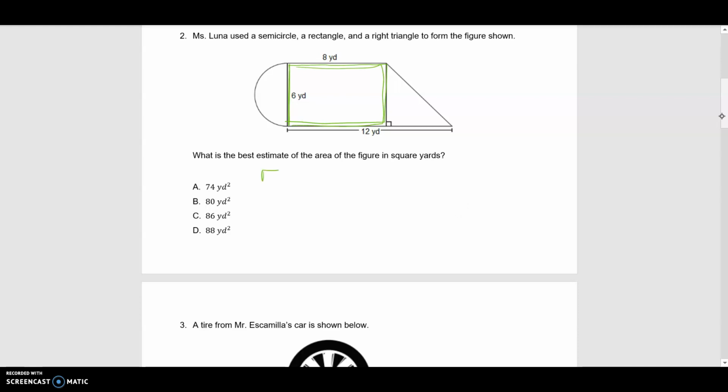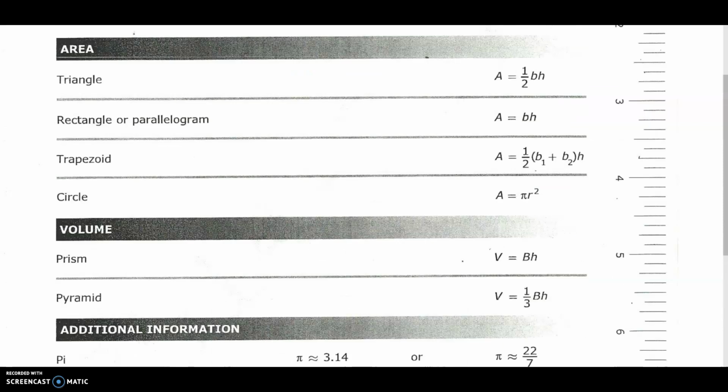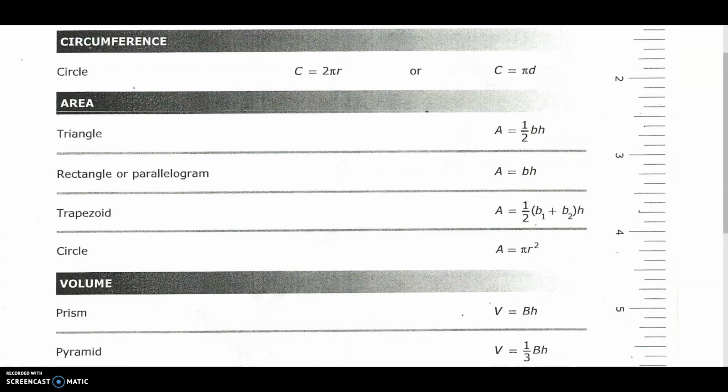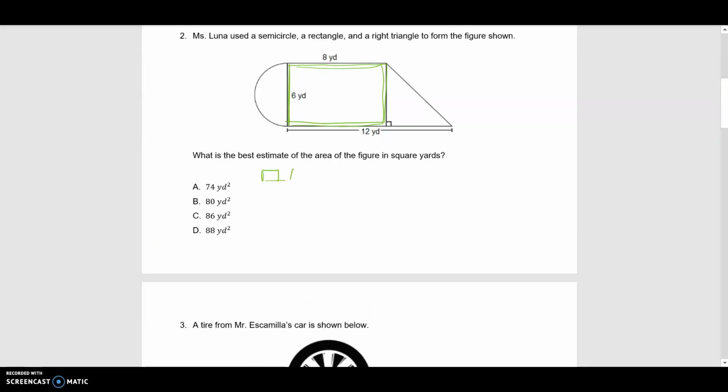So my rectangle, and then I'm going to go to my formula chart. Area of a rectangle, it says, is A equals BH. So A equals base times height. I have a base and a height of 8 and 6. 8 is what goes to the edge of the rectangle. So 8 times 6 is 48. Okay, so that is that shape.